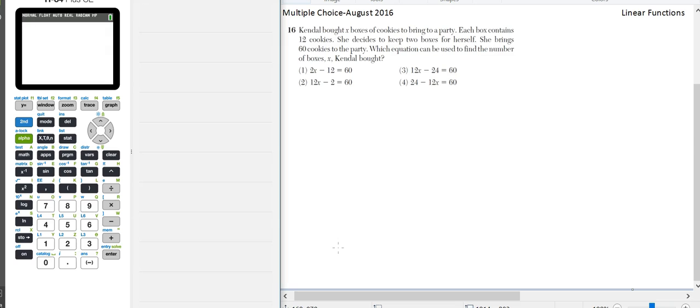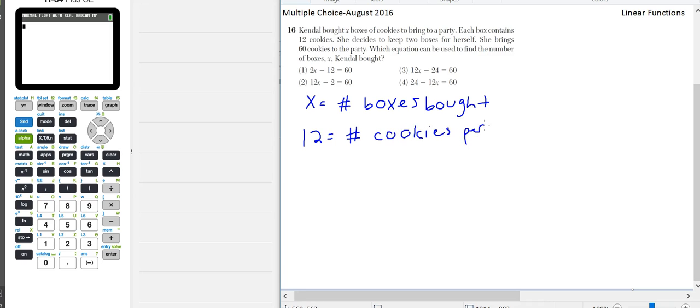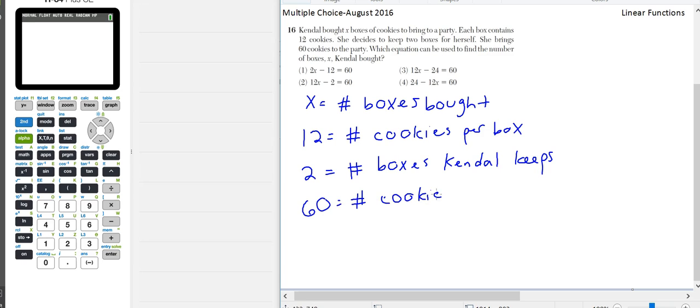So let's write down what we know. First thing we know is that Kendall bought x boxes of cookies. And then we know that each box contains 12 cookies. She decides to keep 2 boxes for herself. She brings 60 cookies to the party. And we want to write an equation for the number of boxes x that Kendall bought.